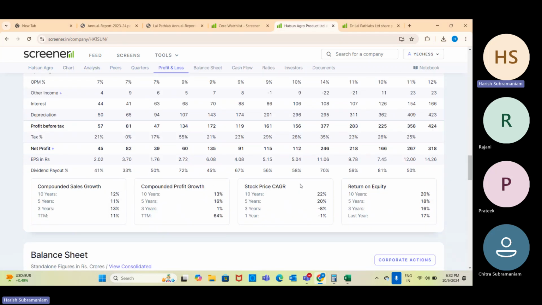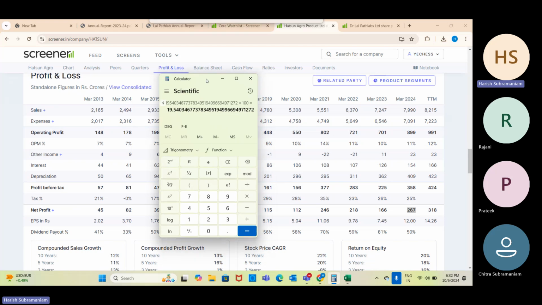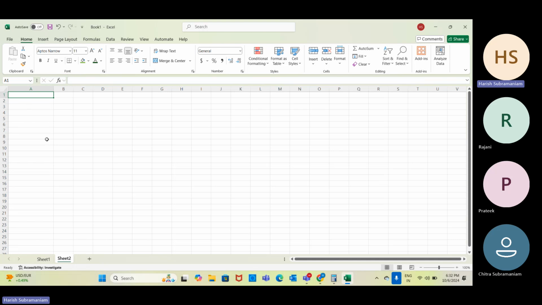Similarly, if we look at Hatsun Agro, which largely gives you milk related products, milk, ice cream, and so on, it has 267 crore profit for 7990 sale. So 267 by 7990 into 100 is nothing but 3%. So for every 100 rupees of sales that Hatsun Agro is making, it is making 3 rupees of profit.